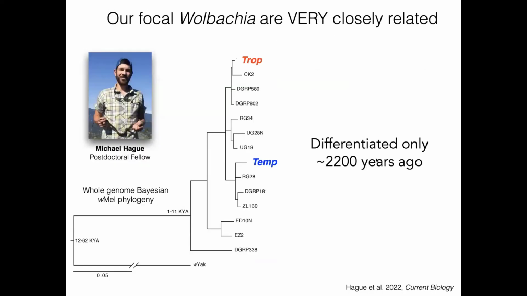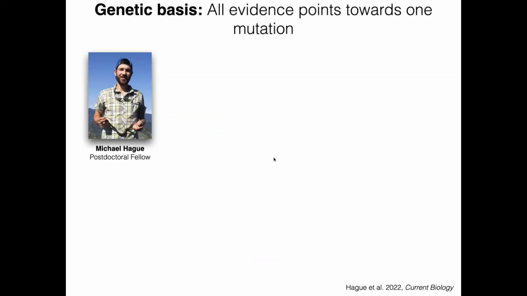This is interesting because these Wolbachia diverged only about 2,000 years ago, so they're very similar. I'm just showing you a tree of wMel here, a Bayesian phylogeny, with wYak, this closely related variant, as the outgroup. But our tropical and temperate variants are really closely related. Sadly, we can't genetically modify Wolbachia, which I think anyone in this series would agree we wish we could do. But what we can do is genomics, and so I'll show you what we've done and as close as we're able to get to this so far.